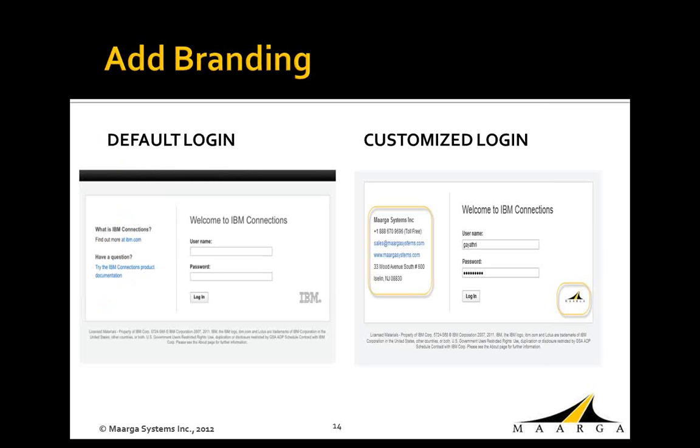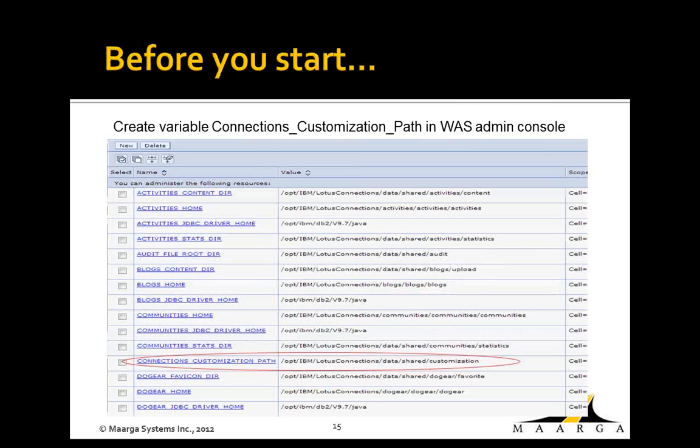Okay, the idea in adding branding. Let's start with the login page itself. What you can see on screen here is a simple change where an address has been brought in and just a logo has been brought in. Let's take a look at how this can be done. But before we get started, on the WAS admin console, there's something called the Connections customization path. This says where the customization path is in IBM Connections.